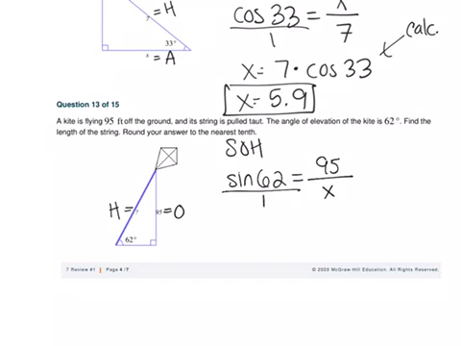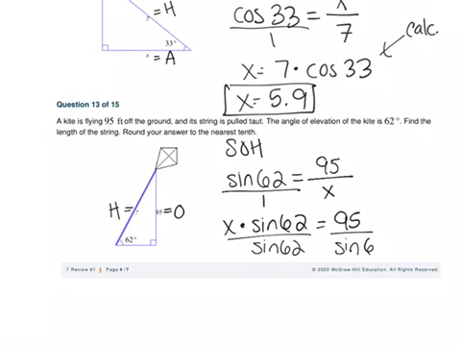So let's put it over 1 and cross multiply, but watch what happens here. When we cross multiply, we get x times sine of 62 is equal to 95. Now, in order to get x by itself, we have to do the opposite, so we divide by the sine of 62 on both sides. That's what you're going to put into your calculator. Our final answer for this one is 95 divided by sine of 62, and it should pop out to be 107.6.